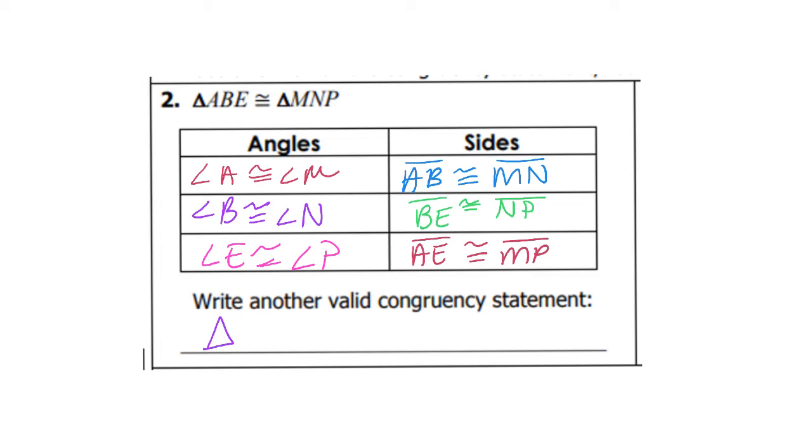And now I need to give another valid triangle congruency statement. So we can just read each of these backwards. It can be EBA is congruent to triangle PNM.